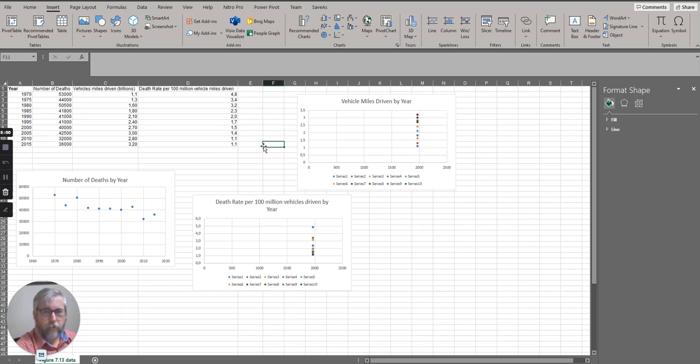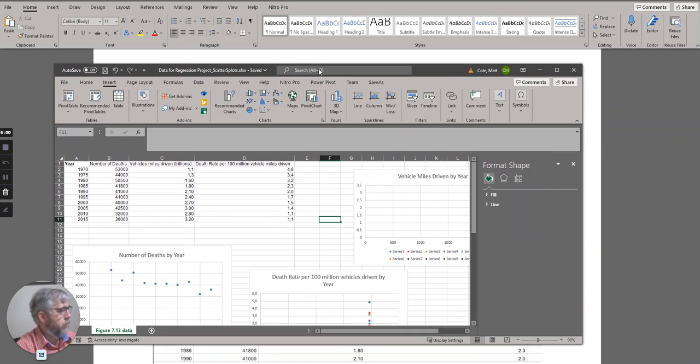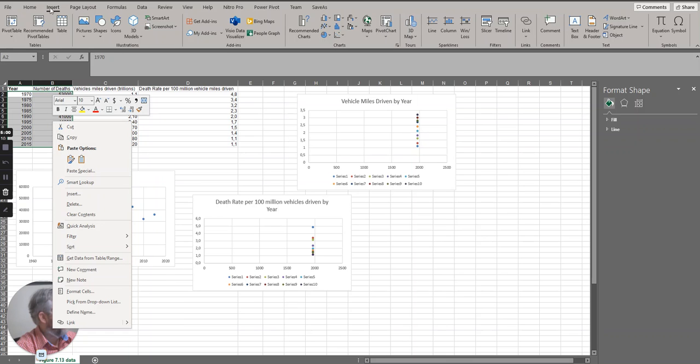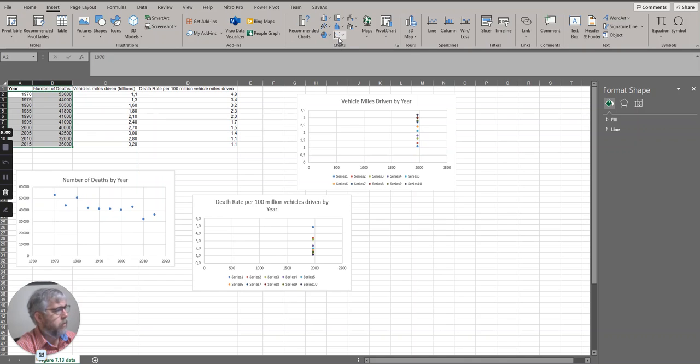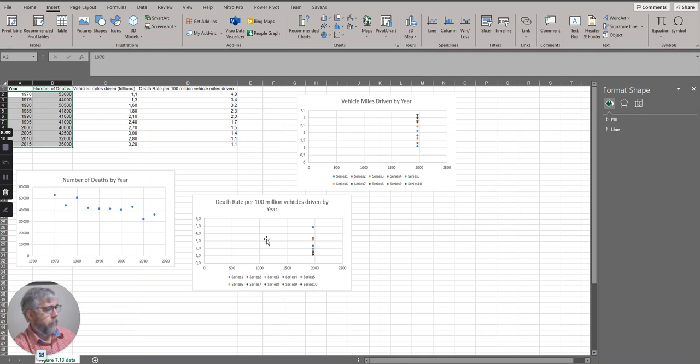In order to create a scatter plot in Excel, you can go to Insert, and it'll be under the charts. But in order to create a scatter plot, you need at least two sets of data, and they provide that for us. The year and number of deaths, and the years and vehicle miles, are two of them. You choose the two that you want, and you can right click, I think, or just go up here to Insert and Charts. In Charts within Excel, notice that it has Insert Scatter or Bubble Chart. Click on it and it'll create a scatter plot for you.